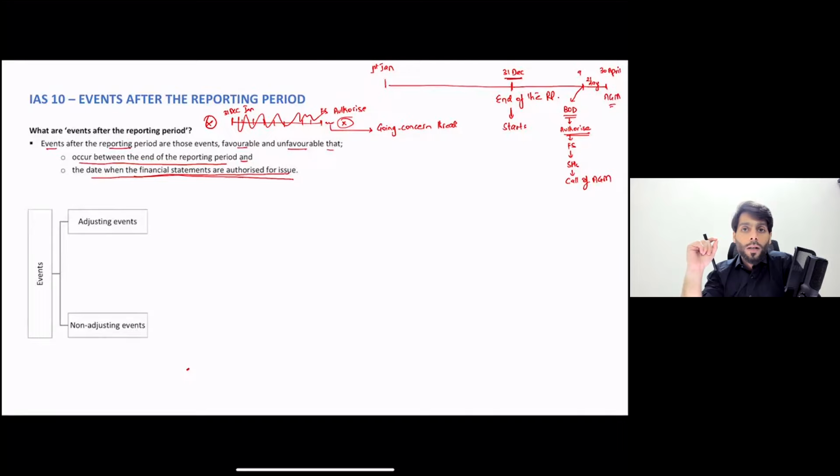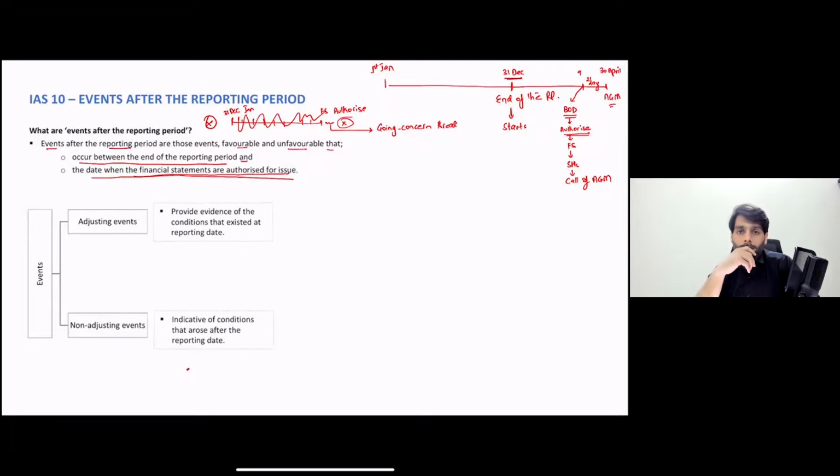Now, how will you accountants know whether a particular scenario is an adjusting event or a non-adjusting event? Who will tell you? IAS 10 basically gives you a certain level of indication. IAS 10 says that if a particular event happens, and the happening of such an event provides you evidence that the conditions of this event existed at the reporting date.